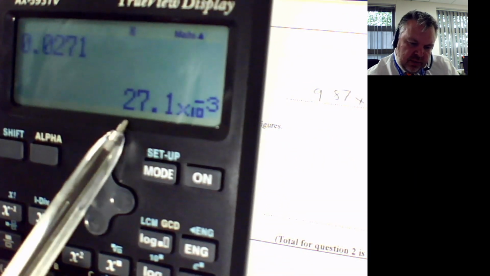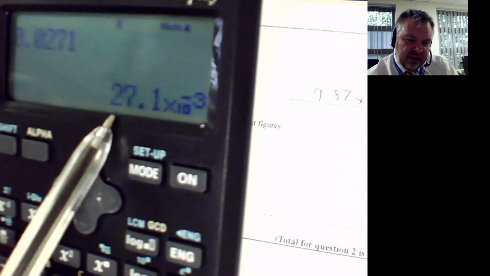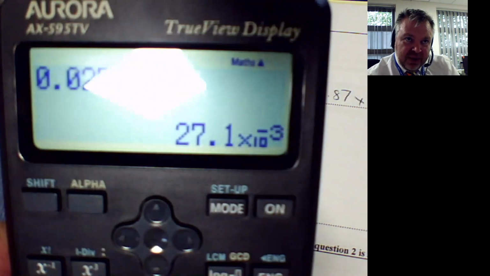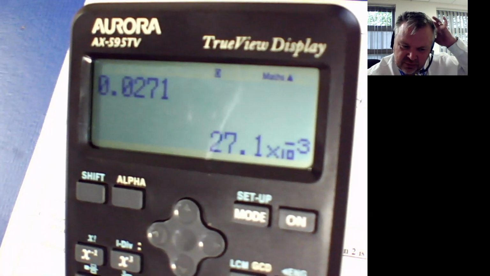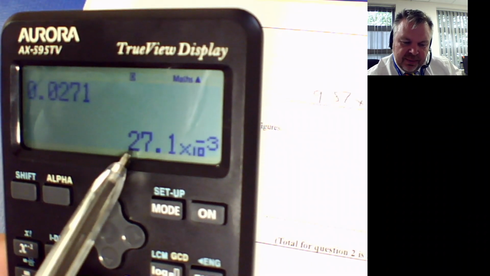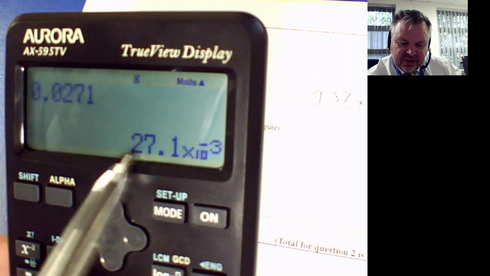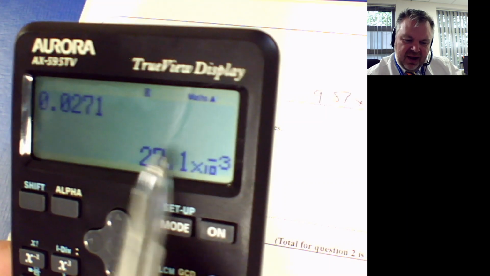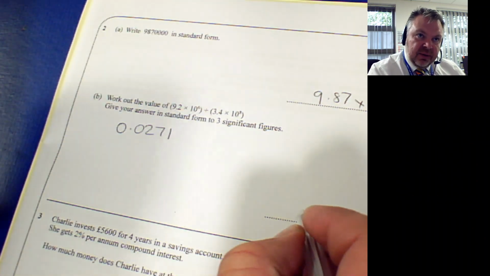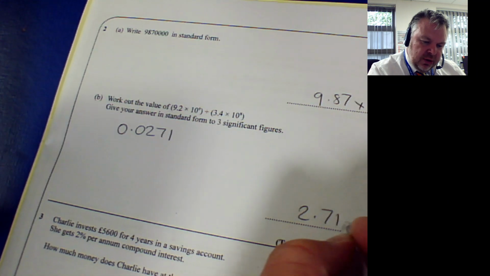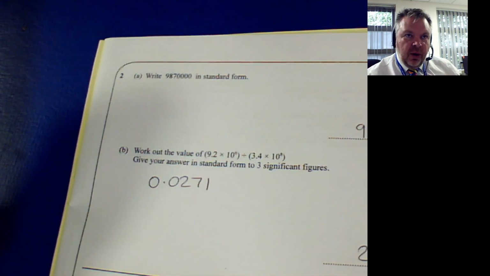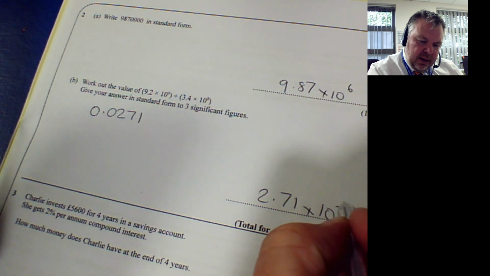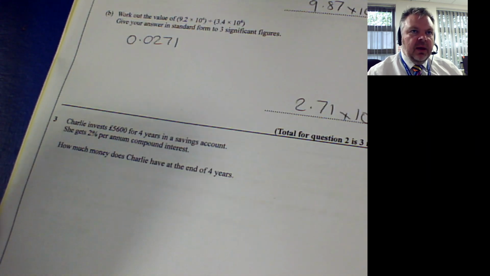Oh no, my engineering button's given me an interesting answer here. I know it's got to be 2.71, so I'm actually going to ignore my calculator. It's very interesting, I didn't expect it to do this. Standard form has to be between 1 and 9.99, etc. And this is going to be an answer of 27.1. I know it's got to be 2.71. So let's go: 2.71 times 10 to the power of, and we'll do it a little bit old school. Let's count the decimal places. We've got 2, so minus 2. Okay, moving on.